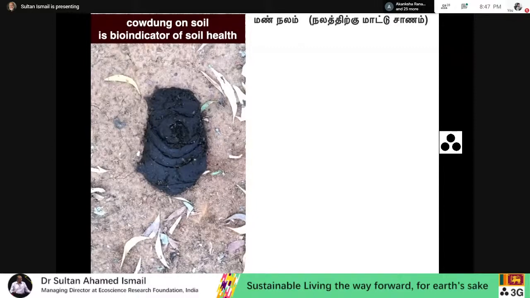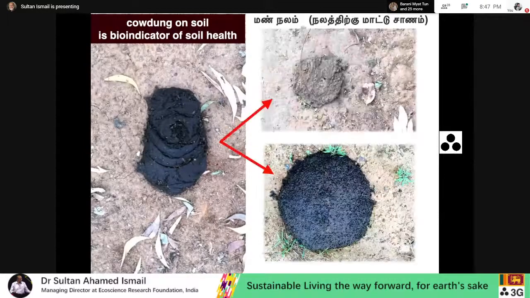Take the cow for a walk and allow it to drop its dung. So the cow dung is there. Leave it for two to three days. You don't disturb it at all. After two to three days, if it dries like a pat, which we call it as variety, that means there is no moisture in the soil and there are no microorganisms and microarthropods or earthworms.